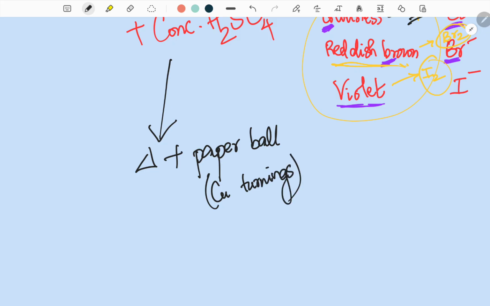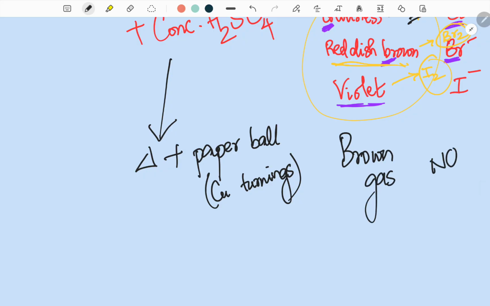So you can use copper turnings, or you can use a paper ball. The paper ball will not be ready made in the lab. There will be paper strips, some filter paper strips, and you need to crumple it into a ball, add that paper ball to the test tube and heat it. If you are getting a brown gas after doing this, then you can conclude that the ion in your salt is nitrate. So this is the identification test.